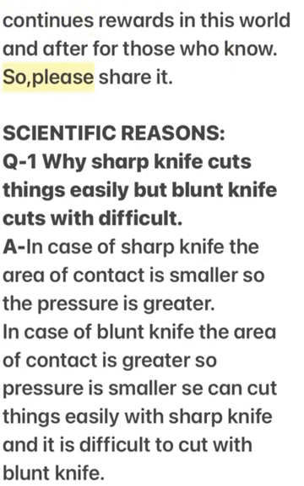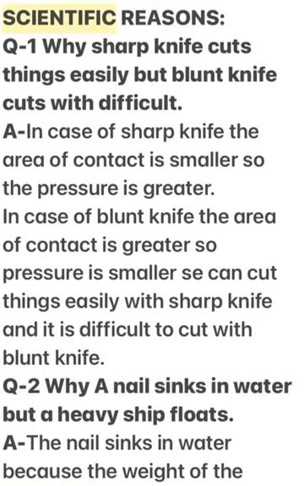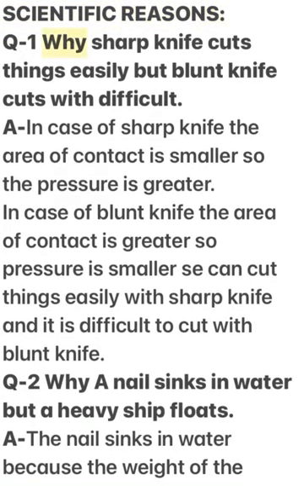Scientific reasons. Q1: Why does a sharp knife cut things easily but a blunt knife cuts with difficulty? A. In the case of a sharp knife, the area of contact is smaller so the pressure is greater. In the case of a blunt knife, the area of contact is greater so the pressure is smaller. Therefore, we cut things easily with a sharp knife and it is difficult to cut with a blunt knife.